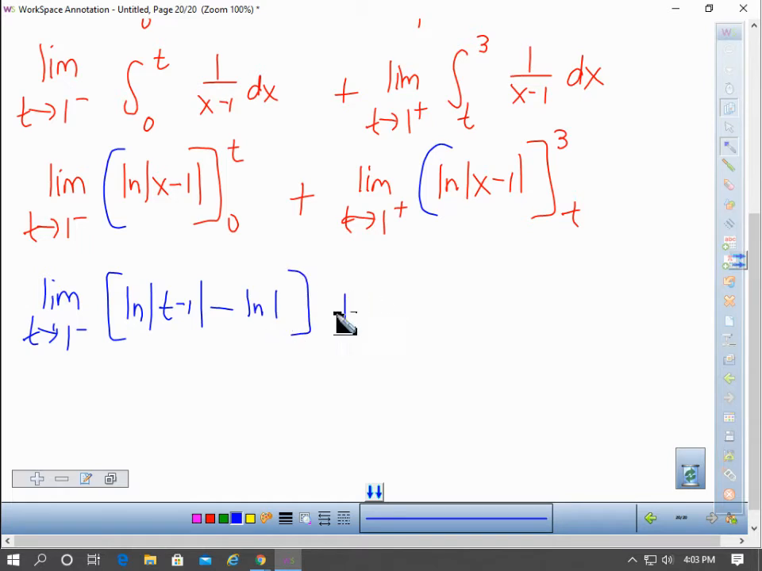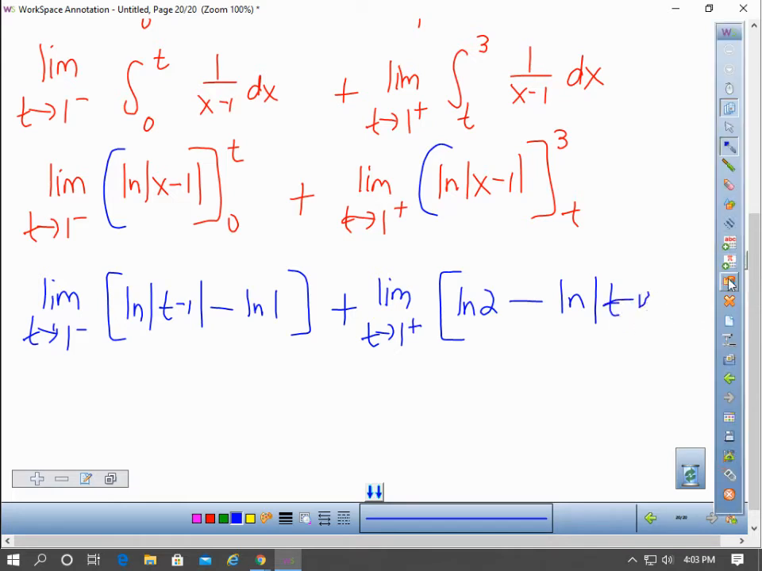So that's that one. And then we're going to do the limit as t approaches 1 from the right. We're going to do the fundamental theorem here. So I'm going to plug a 3 in. That would be the natural log of the absolute value of 3 minus 1, which is 2. And then minus, now we put a t in here, the natural log of the absolute value of t minus 1.